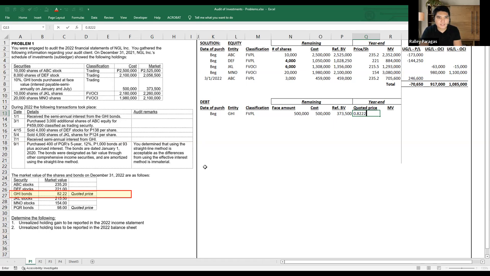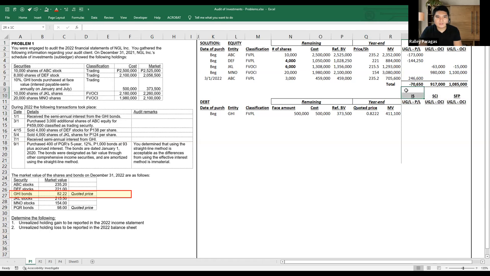So for this instance, lagay natin, no, 0.8222 and i-multiply mo yung face amount mo, okay, by the quoted price. Yan naman yung measurement natin ng fair value. Okay. Ganyan kasi yung standard way of presenting the fair value of listed debt instruments. Okay. And then, i-measure na natin. Ano ba yung mga magpapalit dito?